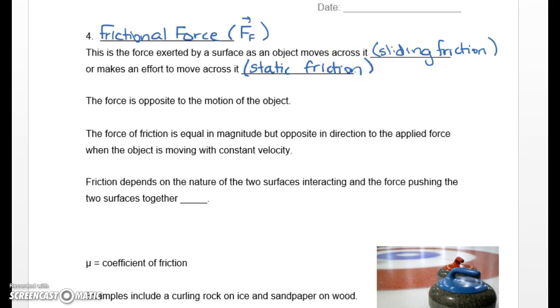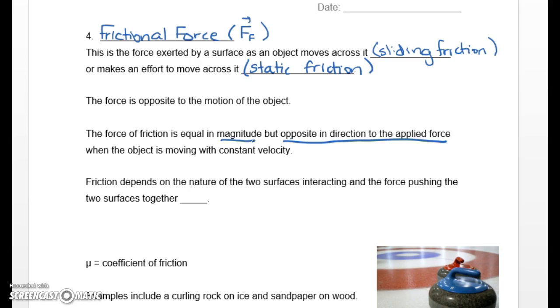So this force is opposite to the motion of the object. So it's actually opposite to your applied force. So your applied force would be going forward, and this frictional force is pushing it back, which is how you get that resistance with different objects. So the force of friction is equal in magnitude, but opposite in direction to the applied force. So it's opposite in direction to the applied force, but the same size, assuming we have some sort of stationary object.